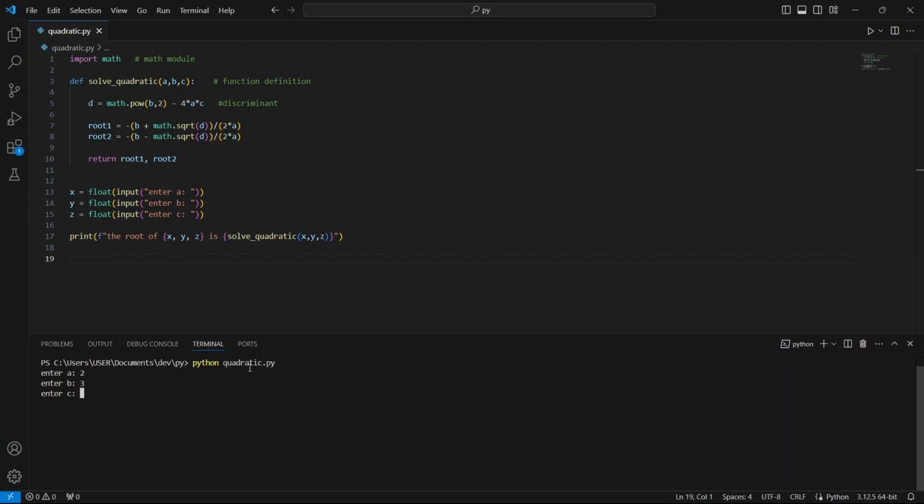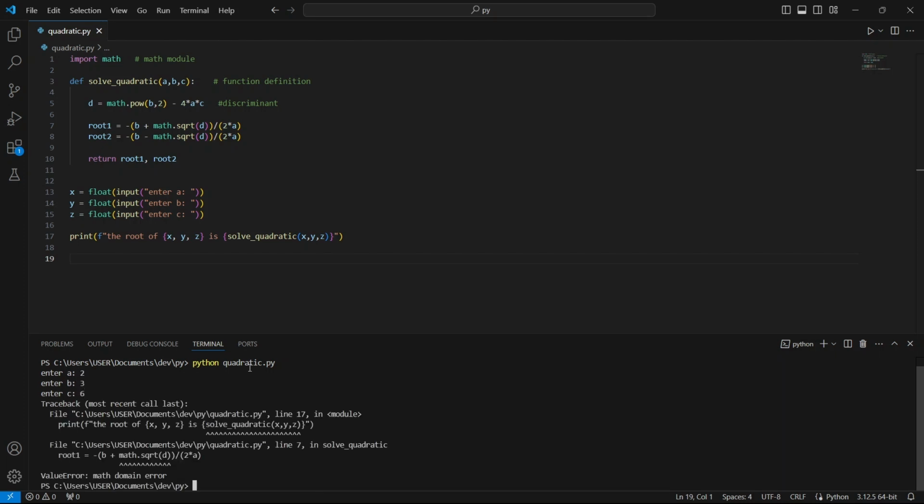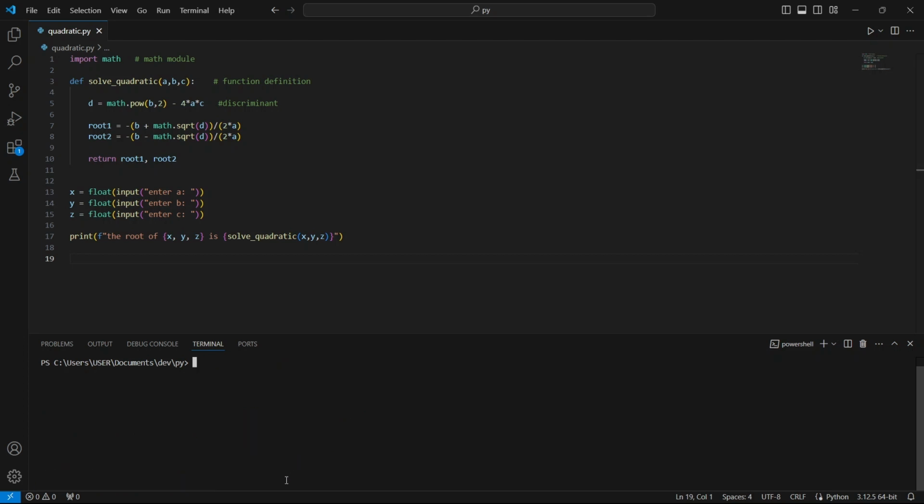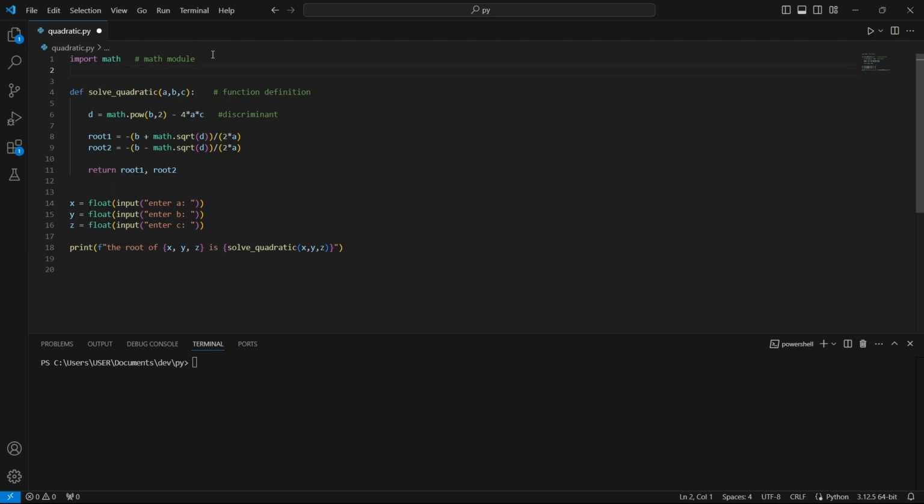2, 3, and 6. Wow, it's showing an error. It says math domain error, a value error. How do we solve this? Okay, let's go ahead and solve it. So we are going to import another module to handle complex numbers.